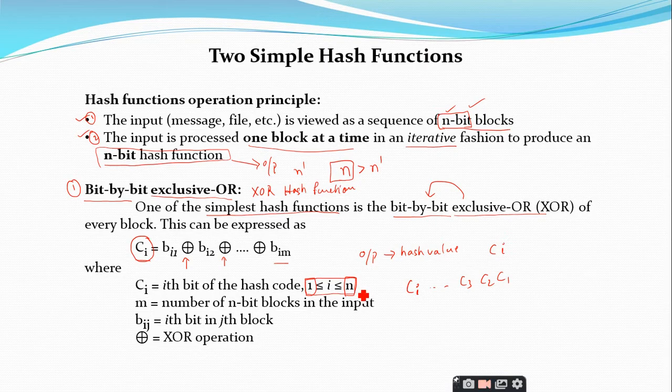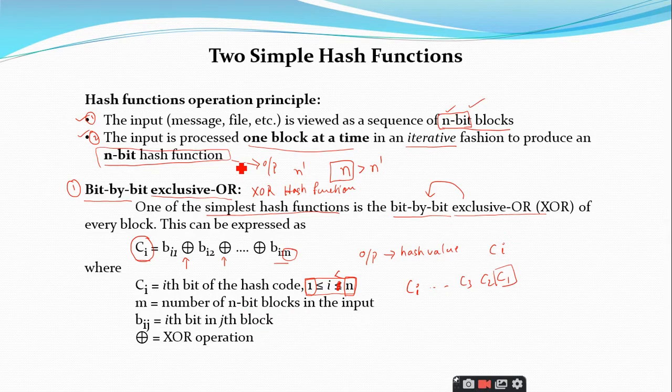The resultant hash value that you are generating should be at least one bit, and it can be at most n bits. Maximum you take it is less than n. Instead of this one, you can take this one, less than. And what about this m? M represents the number of n bit blocks in the output.